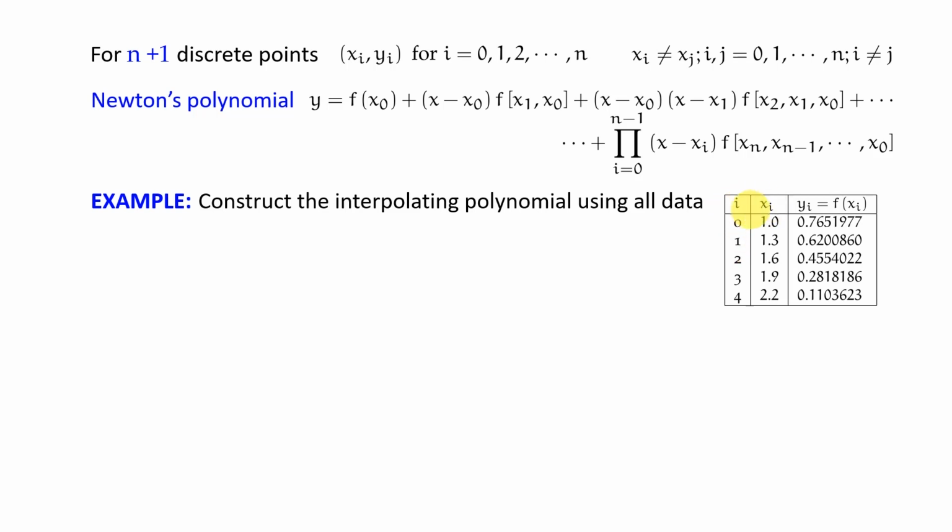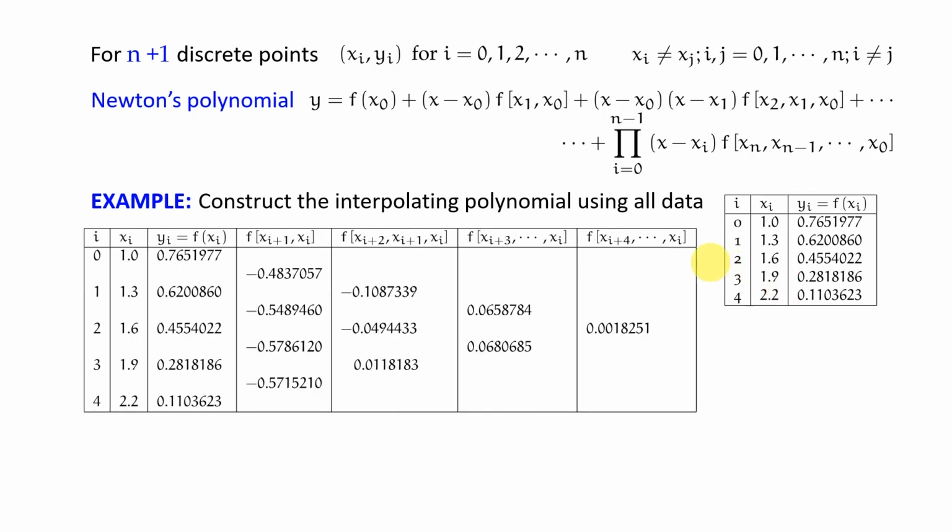Let us take 5 data points, going from x equal to 1 to x equal to 2.2, and correspondingly y goes from 0.765 to 0.110, and we try to fit a polynomial. This was an exercise problem in our last lecture. If you have attempted it, you know how to solve this problem by inverting the V matrix. But now we will solve it using Newton's interpolating polynomial. What we do in Newton's interpolating polynomial is create a table. We really don't talk about the coefficient matrix. We simply create this table.